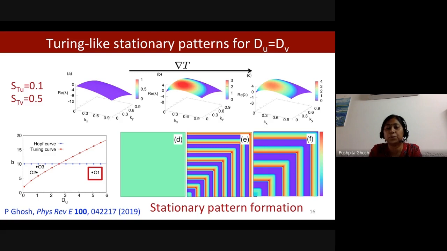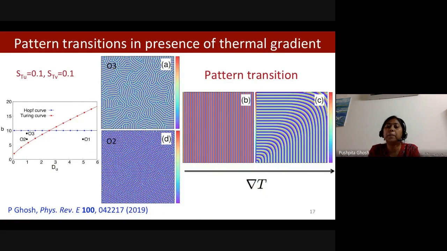I am not going to show all the details of all the results, just to mention. Now we come back to another point, like O2 or O3, which are already in a pattern state, so here we realize the Turing pattern. We wanted to see how the pattern transition happens in the presence of this type of thermal gradient. In this situation, we chose the same Soret coefficient, because this is already in a diffusion-driven region.